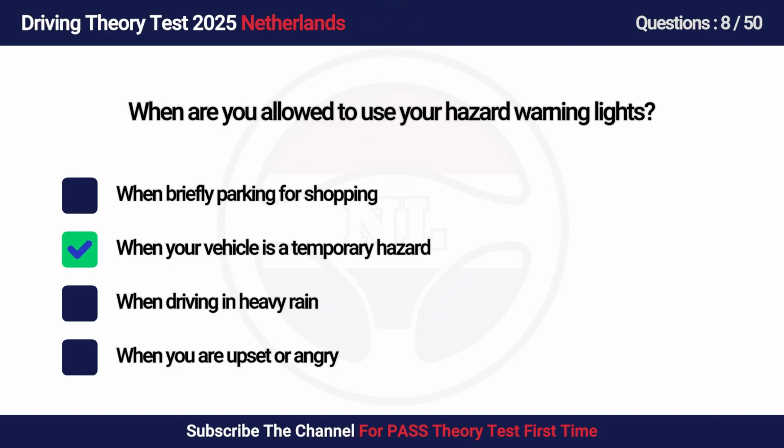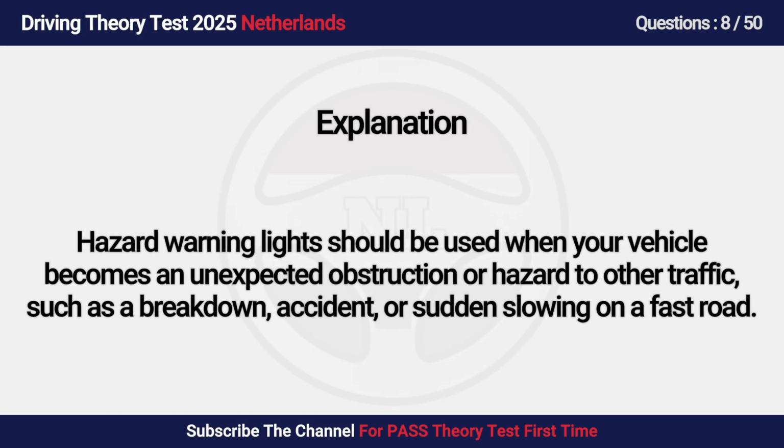Answer is B. When your vehicle is a temporary hazard. Hazard warning lights should be used when your vehicle becomes an unexpected obstruction or hazard to other traffic, such as a breakdown, accident, or sudden slowing on a fast road.